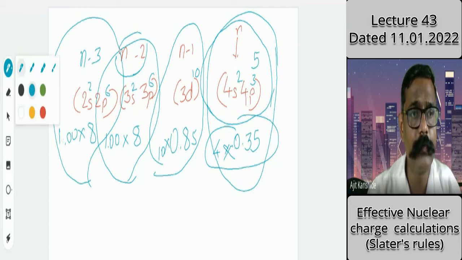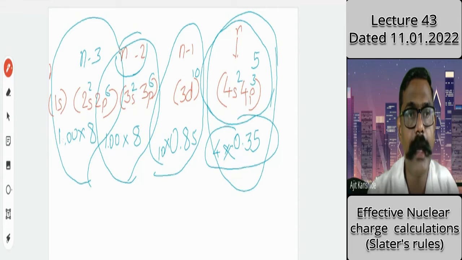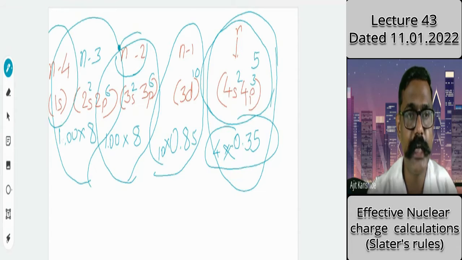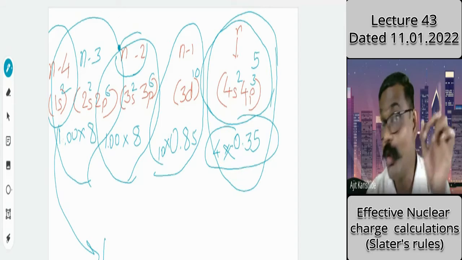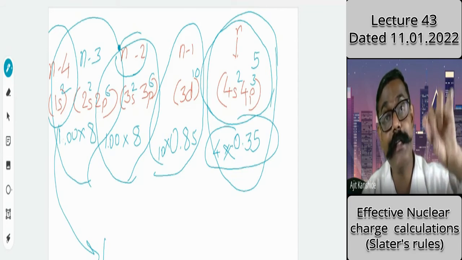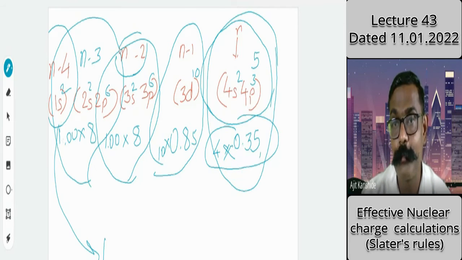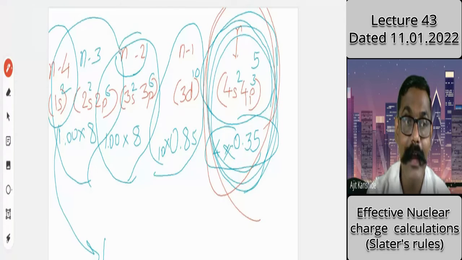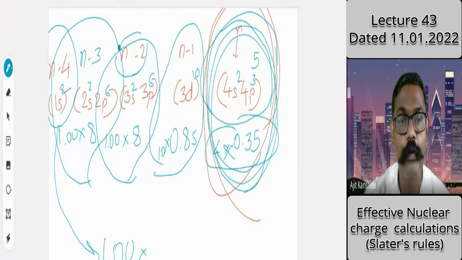Now, suppose I continue further. One more shell is left, the 1s group. It is our n minus 4th group. What will be the contribution of those electrons? Say 2 electrons are there. 0.35? No, no. It is 0.35 only if that 1s electron is the one under consideration, for which we are talking about shielding. Here my consideration point is the 4s orbital. So it is 1.00 only. 1.00 into how many electrons? Say 2 electrons are there.